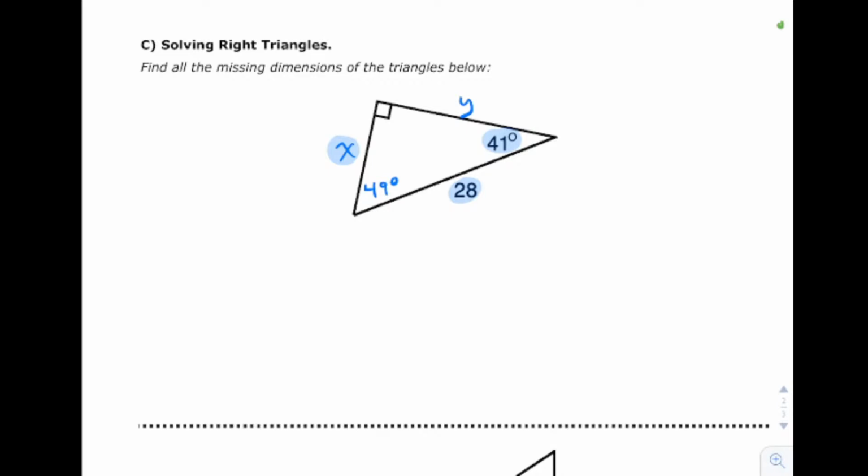So, what kind of trig function uses the X and the 28? And which way do you cross? Do you remember this little thing? I reach through to the other side of the triangle, I come over to the hypotenuse, and I'm a sine. Do you remember that? If you don't, then what you've got to do is label your sides.